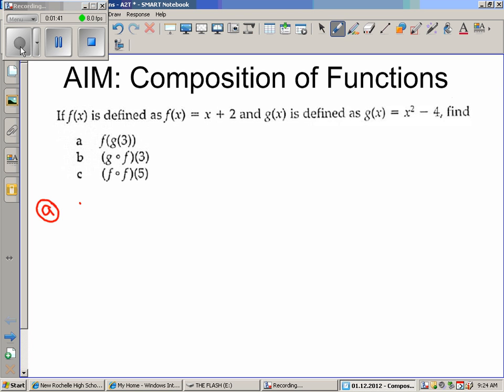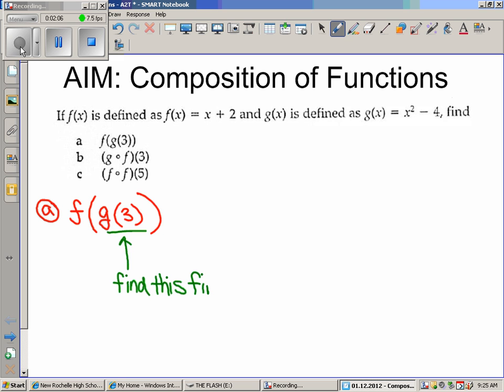Let's do A. F of G at 3. When you are presented with something like this, you start inside and move outward. So the first thing you need to find is G at 3. G at 3 is just plugging 3 into its equation, so that's 3 squared minus 4, and 3 squared is 9, and 9 minus 4 is 5.